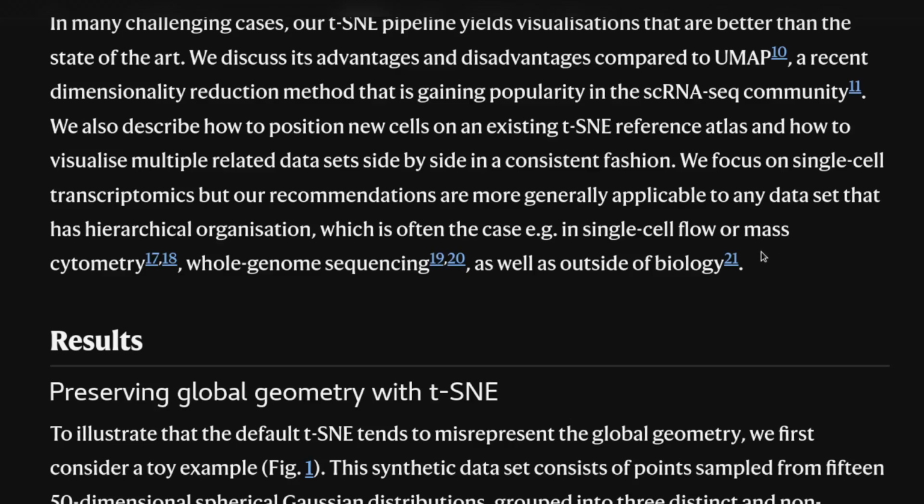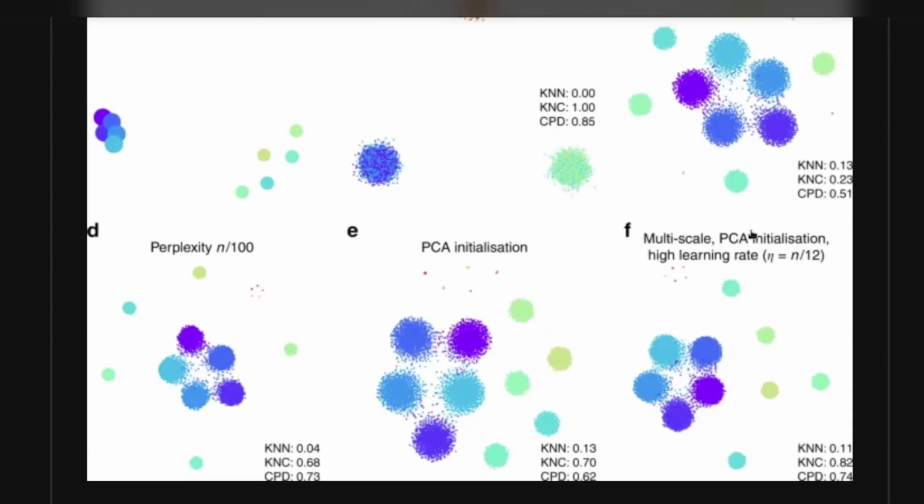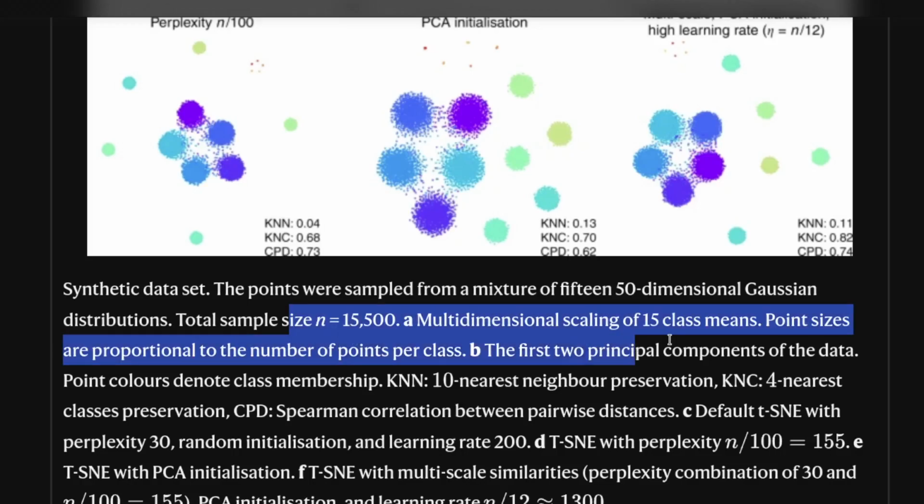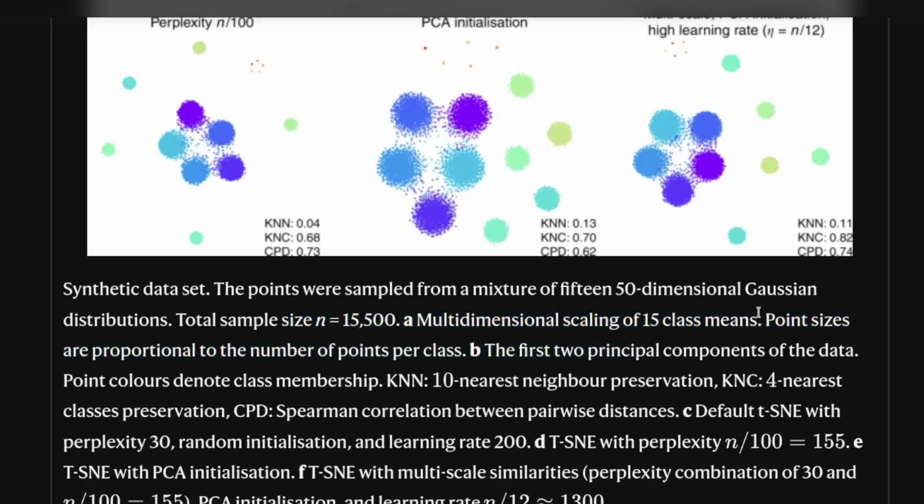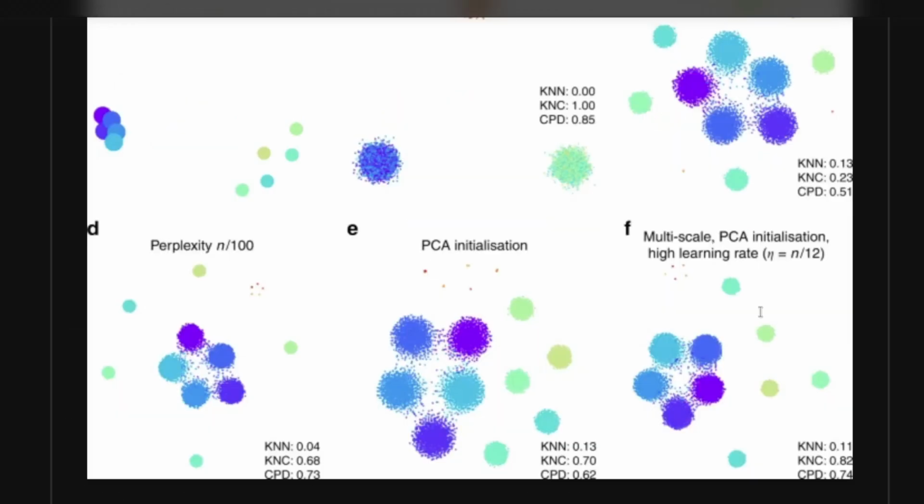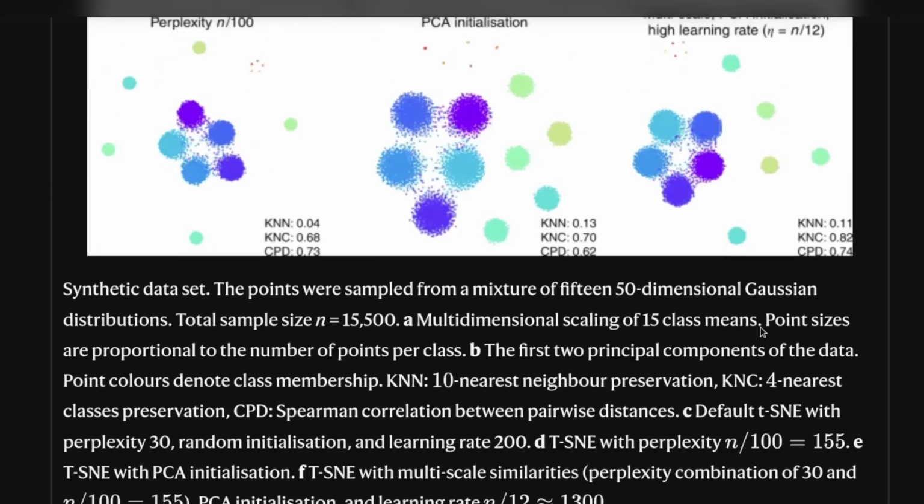Figure 1. Synthetic dataset. The points were sampled from a mixture of 1550-dimensional Gaussian distributions. Total sample size n equals 15,500. A. A multidimensional scaling of 15 class means. Point sizes are proportional to the number of points per class. B. The first 2 principal components of the data. Point colors denote class membership. KNN: nearest neighbor preservation. KNC: nearest classes preservation. CPD: Spearman correlation between pairwise distances.